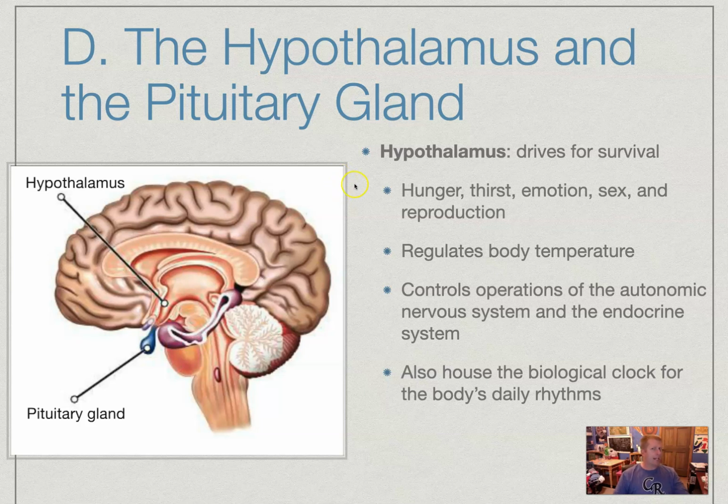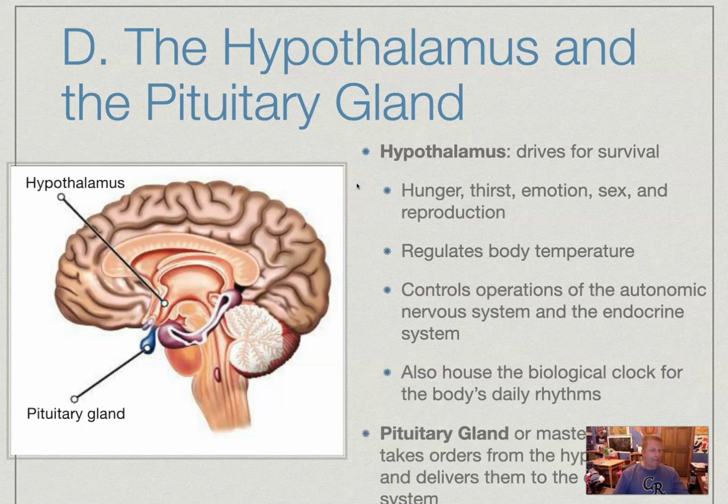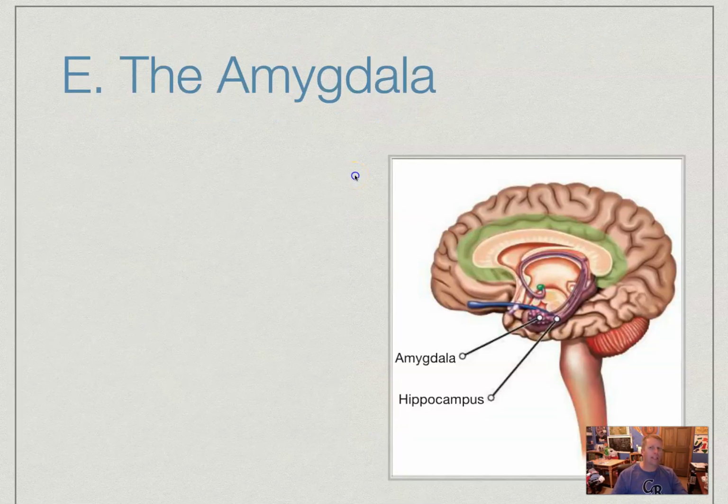Seems like the hypothalamus has a lot going on. And then below that, you have the pituitary gland, or the master gland. Now, I am the master, which really takes orders from the hypothalamus and delivers them to the endocrine system. So the hypothalamus is like the emperor, and the pituitary gland is like Darth Vader. He's kind of in charge, but the emperor really holds him in place. Now we're down to the animal brain. So this is the animal brain.